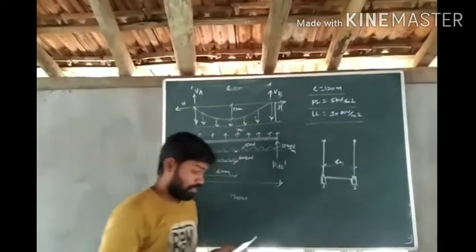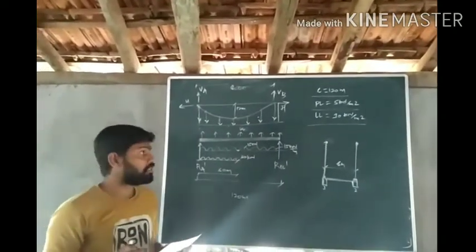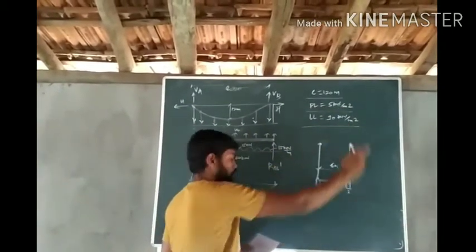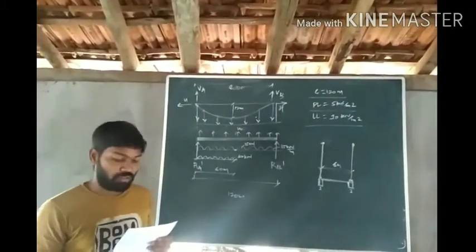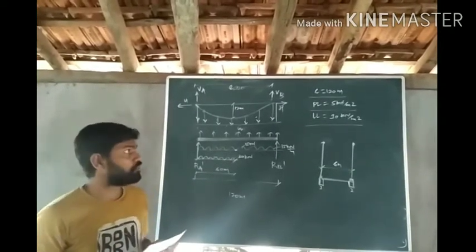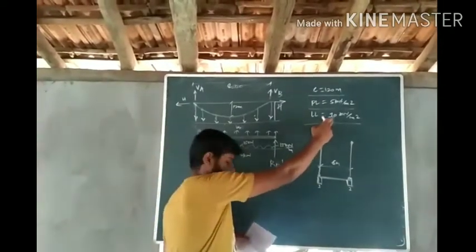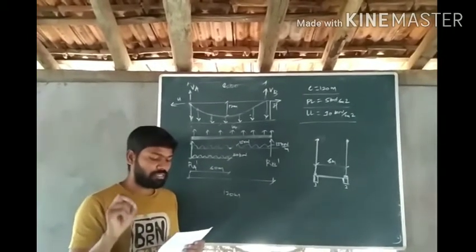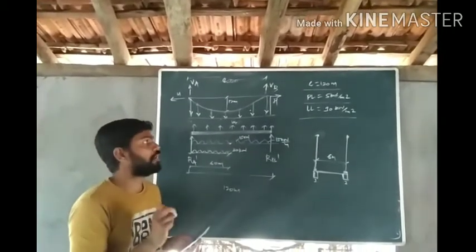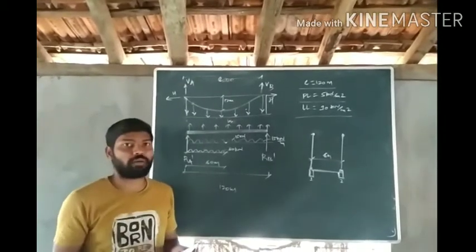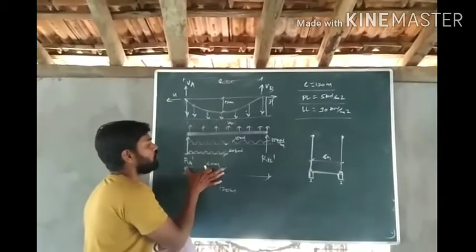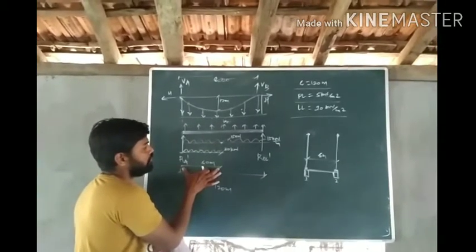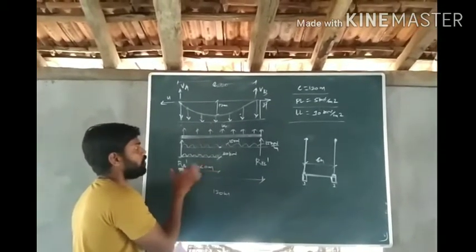The dead load on the bridge is 5 kilonewton per meter square. The live load on the bridge is 10 kilonewton per meter square, but it acts on the left half of the span. So live load is not applied on the full span of the bridge. It is applicable only for the left half. Means total is 120, so left half means it acts on the 60 meter span from the left end.